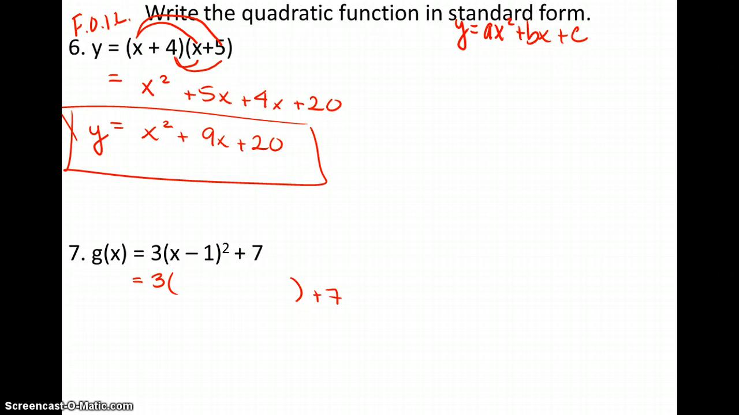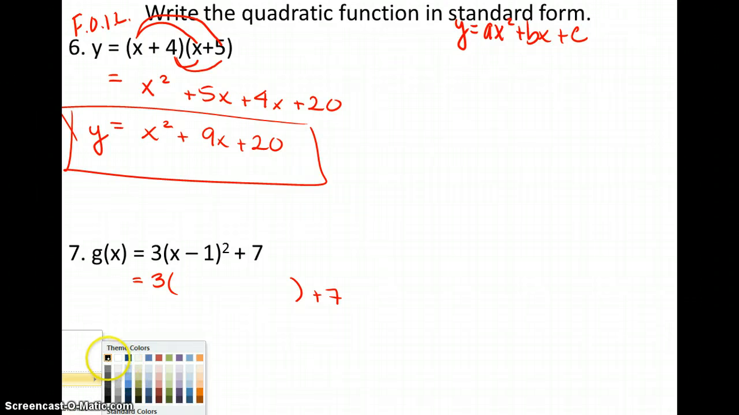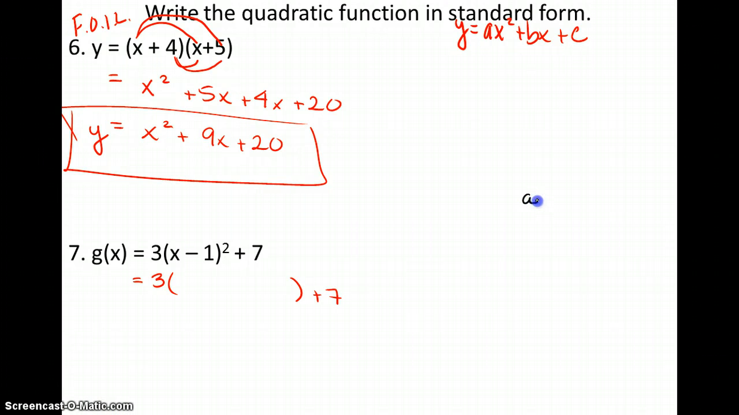And here's a special product that I'm going to be using for this, in case you don't remember, because it's been a while since you guys have had Algebra 1. (a minus b) squared is equal to a squared minus 2ab plus b squared. If you hate this, you can go ahead and FOIL this out, but we will have to use this over and over and over again.